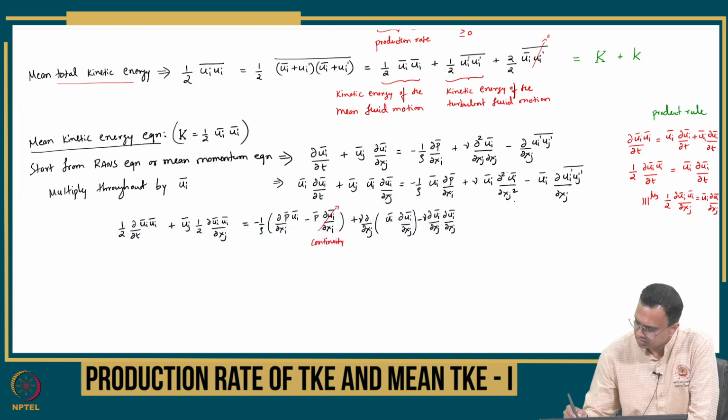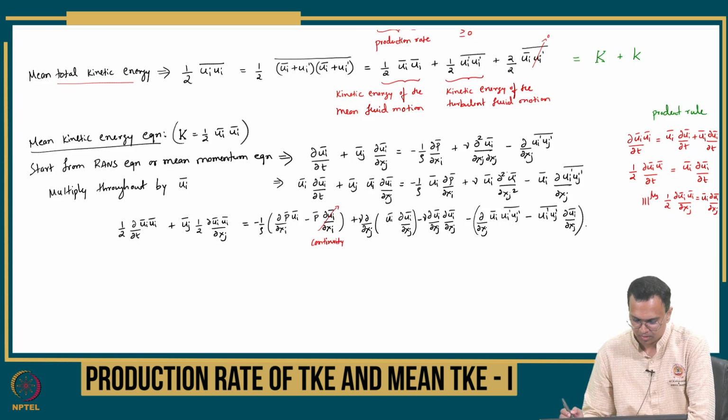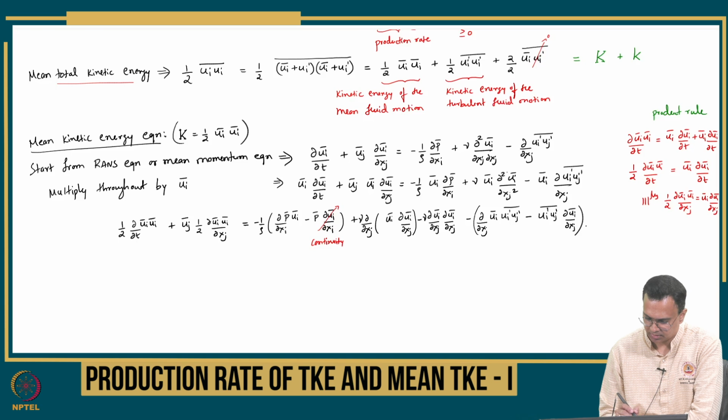Okay, so I have another last term here. It is minus ∂/∂xj of, I push this inside the derivative using the product rule. I get ui' uj' average, minus of this, right? So I get minus the Reynolds stress, and I get ∂ui bar/∂xj. Okay, so now let's rearrange.